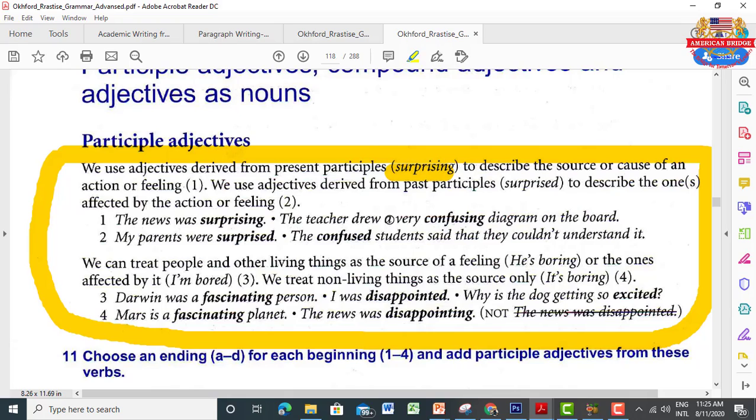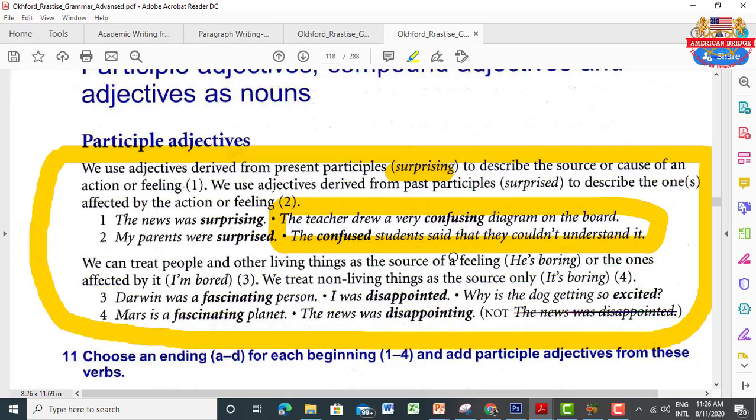The teacher drew a very confusing diagram on the board. The confused students said that they couldn't understand it. So this compares the difference between ing and ed here, everyone. The next one: Darwin was a fascinating person, and I was disappointed.